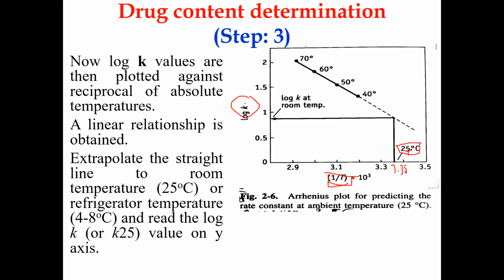So now step 3, what are we going to do in step 3? Please understand, from step 2 to step 3, instead of decomposition, we have taken the log K values on the y-axis. Instead of time, we have taken the reciprocal of absolute temperature on the x-axis. Now you can see once again the graph is declining from 70 degrees, 60 degrees, 40 degrees, and so on, up to here, right?